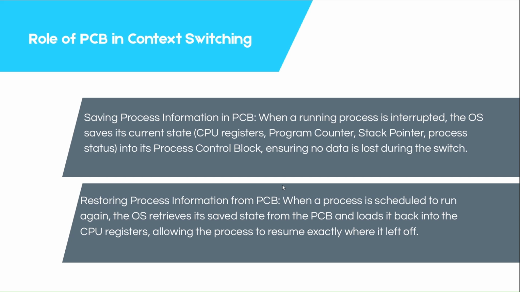Now the operating system selects process B. Next, it reads the PCB of process B. All the previously saved information of process B is copied back into the CPU registers. The program counter is restored. The stack pointer is restored. The process state changes to running. Finally, the CPU starts executing process B exactly from the point where it was interrupted earlier. This entire sequence is called context switching.